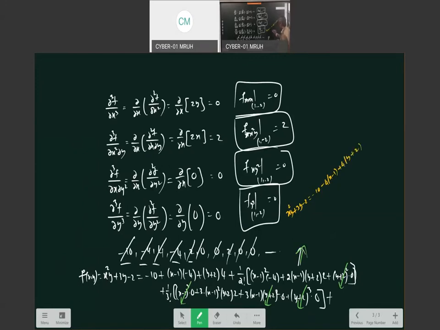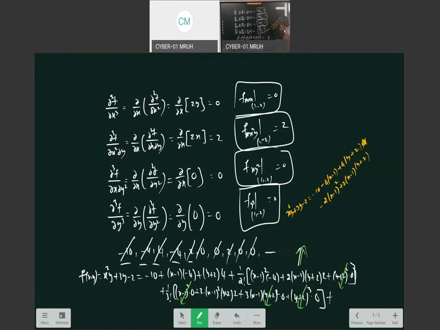okay? Plus this 1 by 2 factorial is 2. So this 2 and 4 will get cancelled, which left with minus 2 into (x minus 1) whole square. So this 2 and this 2 will get cancelled, 2 left with us, plus 2 into (x minus 1) into (y plus 2), and this is 0, and here is the 3 factorial.